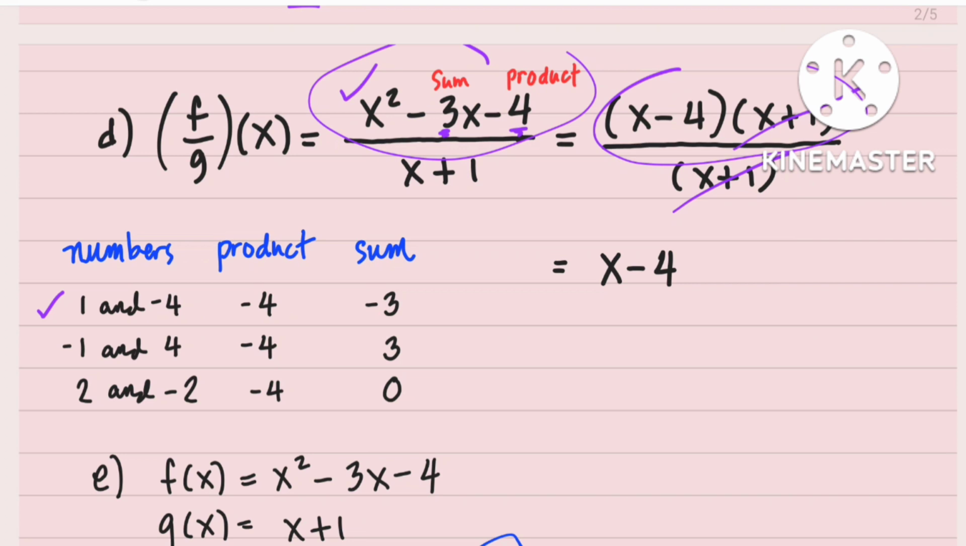So there are three possible combinations. 1 and negative 4, their product is negative 4, and their sum is negative 3. There are two other possible combinations. However, I should stop here already, because I have already found what I am looking for. So the pair of numbers that I am looking for are positive 1 and negative 4. Therefore, the correct factors of my quadratic expression are x plus 1 and x minus 4. Alright? Therefore, f over g of x is x minus 4.